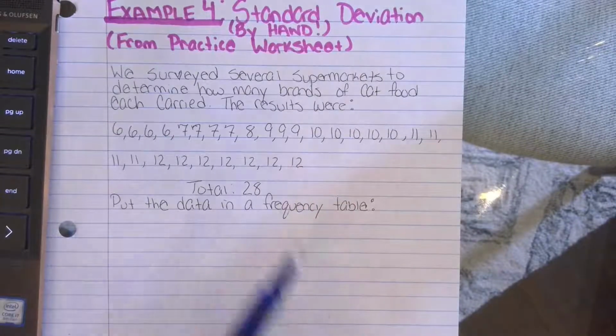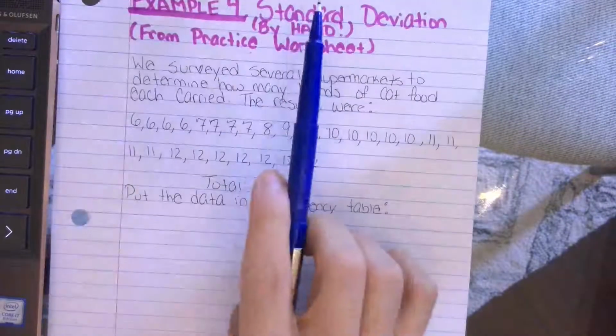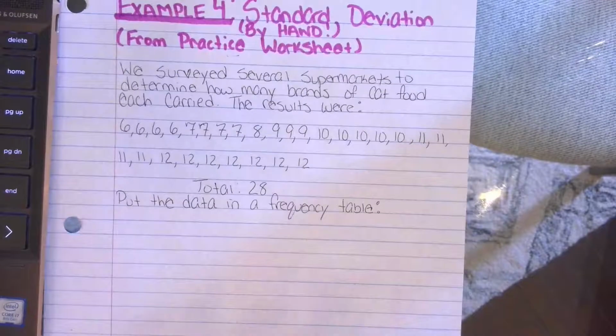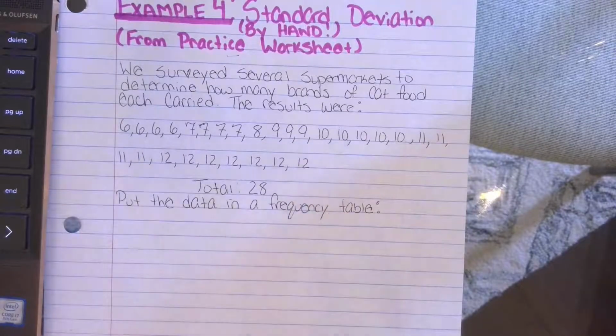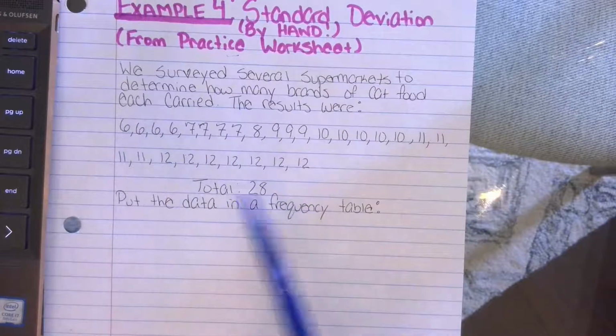Okay, so we're going to take a look at example 4, how to calculate the standard deviation by hand. This question is from your practice worksheet that I uploaded. It is the standard deviation with data in a frequency table, question number 6. So we surveyed several supermarkets to determine how many brands of cat food each carried. The results were, and then here is our data down below. So we have a total of 28 data values.